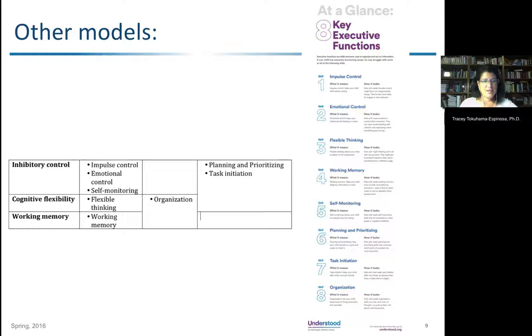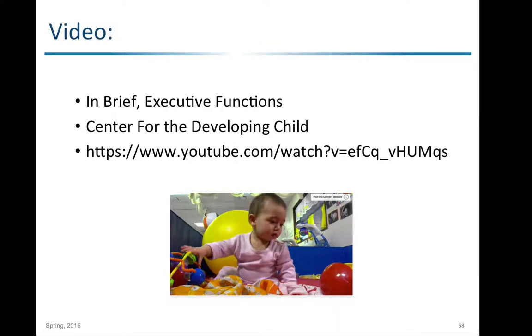Other models obviously exist. Most of them do include these elements of inhibitory control, cognitive flexibility, and working memory. Sometimes they name them different things like impulse control or self-monitoring or flexible thinking. There's different ways of naming these sub-elements. This is why we've chosen to use definitions by the Harvard Center for the Developing Child and Adele Diamond's definitions. To get a better sense of executive functions and also the relationship to self-regulation, we're going to watch a very brief video from the Center for the Developing Child at Harvard.